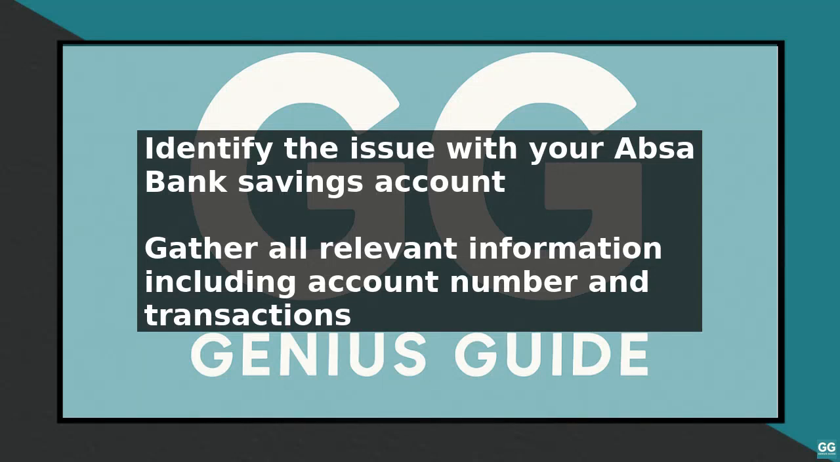To troubleshoot your Absa bank savings account, start by identifying the issue you are experiencing. This could be an error with transactions, account access, or statement discrepancies. Once you have identified the problem, gather all relevant information, including your account number, recent transactions, and any error messages you have received.